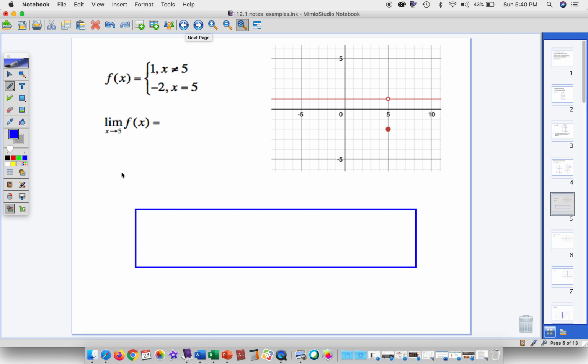So the limit of this piecewise function as x approaches 5, what do you think it would be equal to? This would be a good test if you're following what I've been explaining. What you want to look at is what's happening as we approach that x value of 5 from the left, and as we approach it from the right. So if you said -2, unfortunately that's not correct. The y values as we get closer and closer to x equal to 5 are approaching 1. So the limit of this piecewise function is 1, not -2.